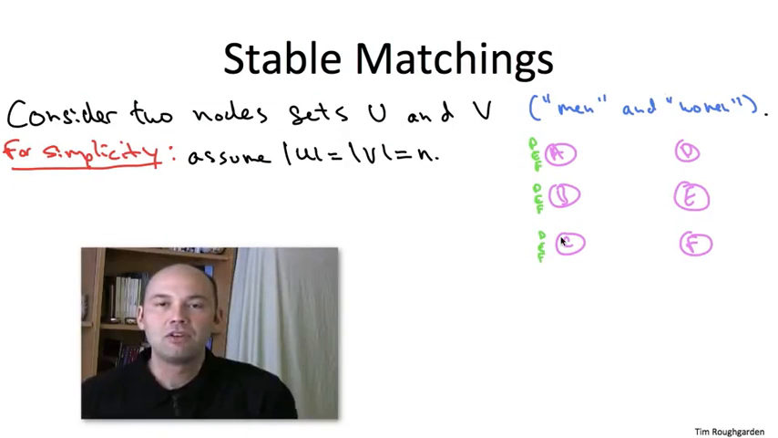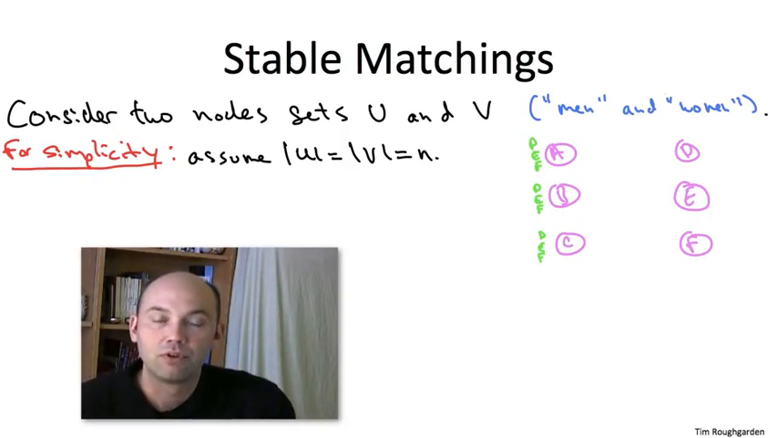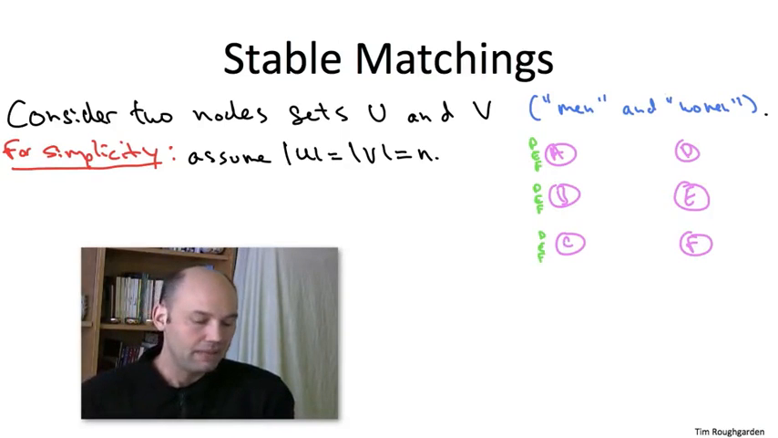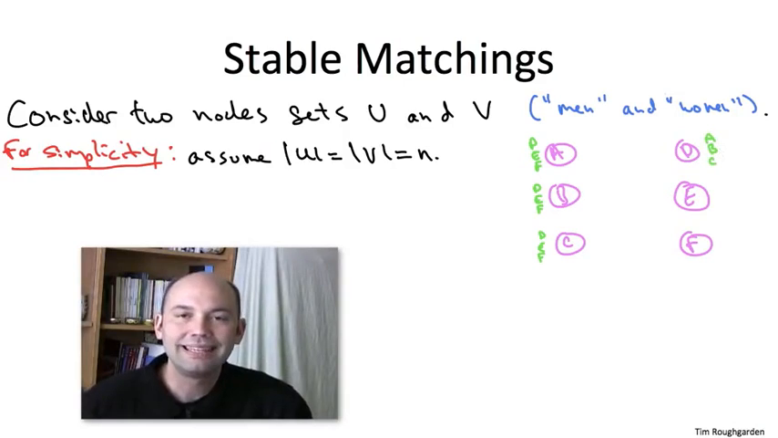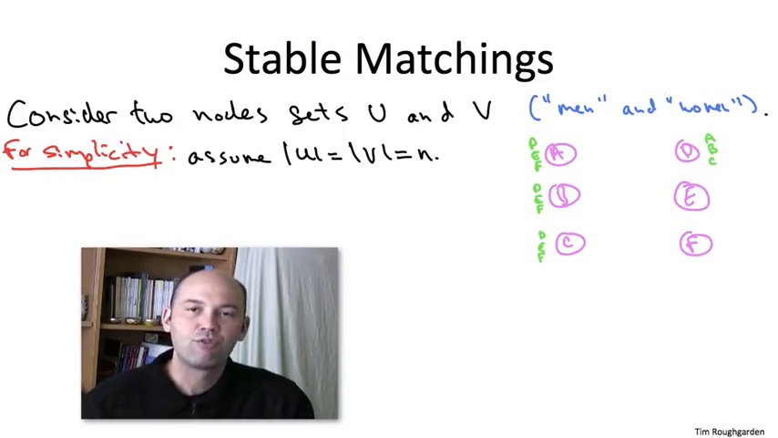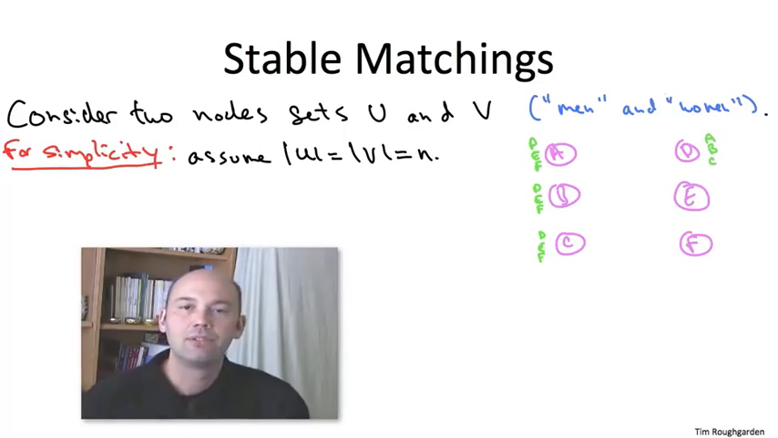By contrast, maybe there's heterogeneous preferences amongst vertices in capital V. Maybe D thinks A is better than B is better than C, while E prefers B to C to A, and finally F prefers C to A to B.